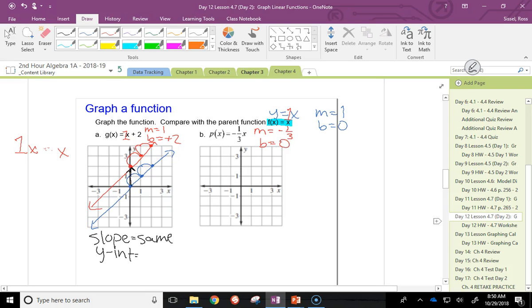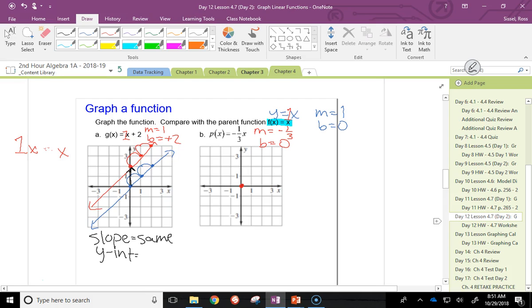What's the first point that we plot? 0, 0, because that's what our b is. That means it intercepts the y-axis at x equals 0. That's always the first thing we plot. And then from there, what do we do? Rise over run. Negative 1/3, so you go down 1 over 3.